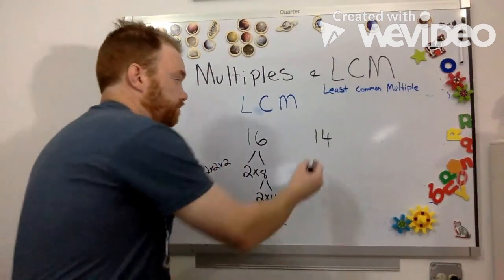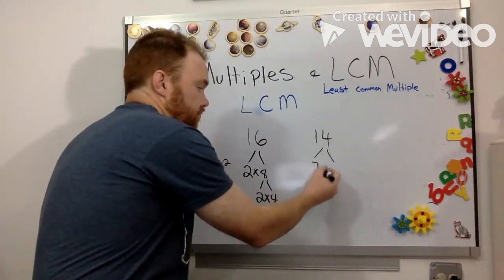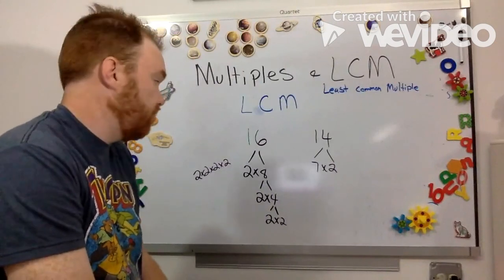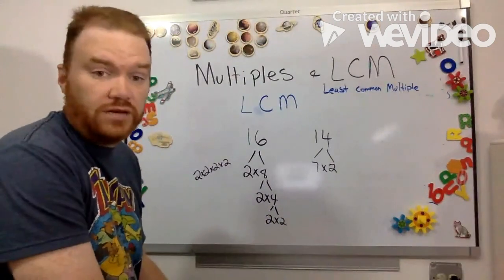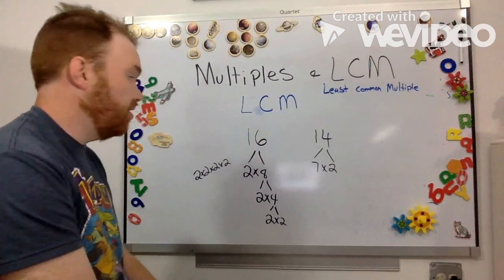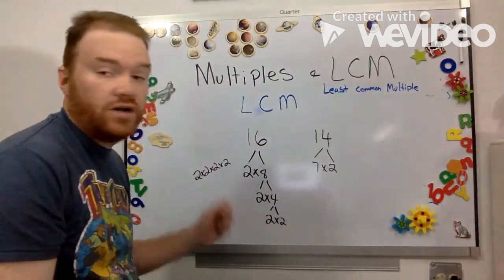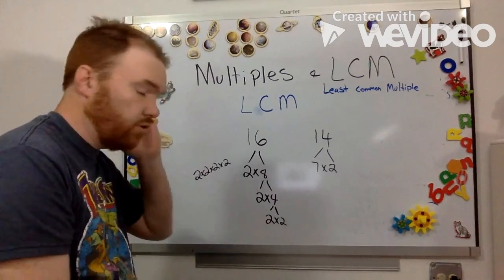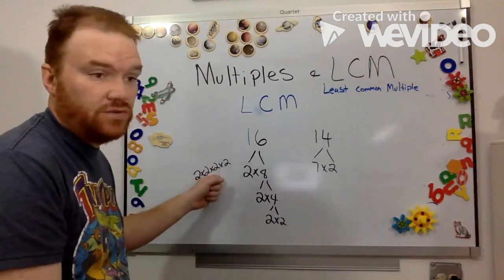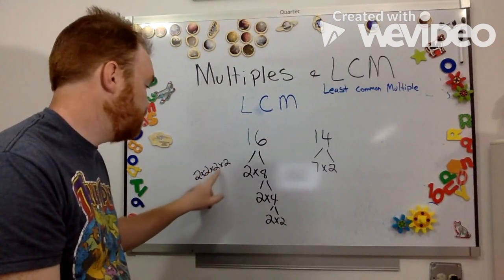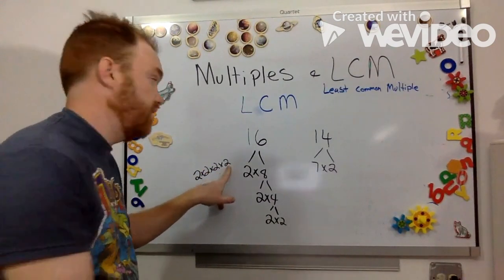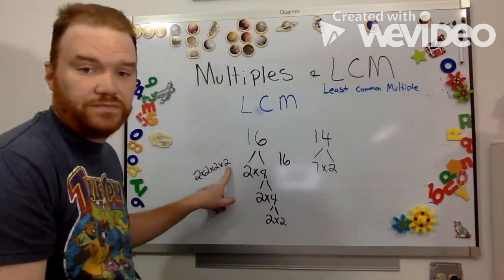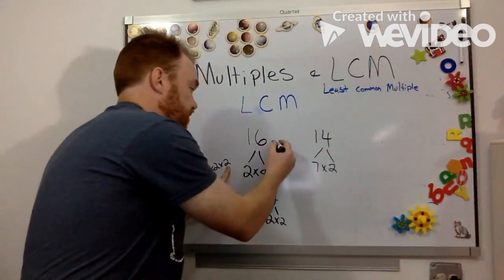Okay, 14. 7 times 2. Both of those are prime. I'm done. Okay, so now I look. 7 and 2 are the common primes here. Which one has more 2's? Obviously this one, 2 times 2 times 2 times 2. Right away I just know that's 16. I'm using all those.